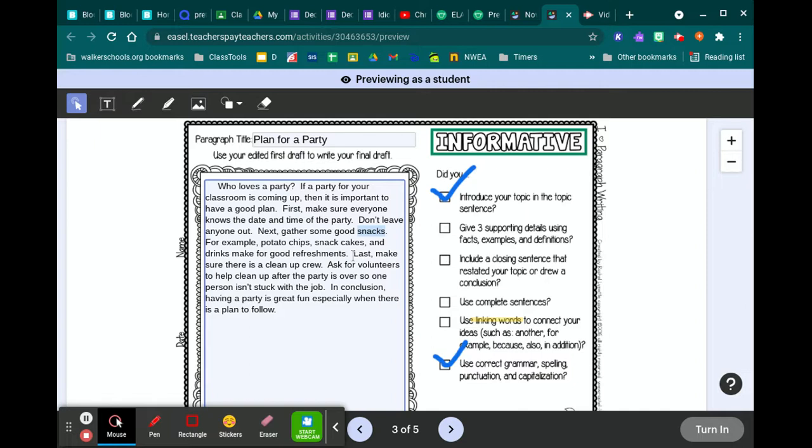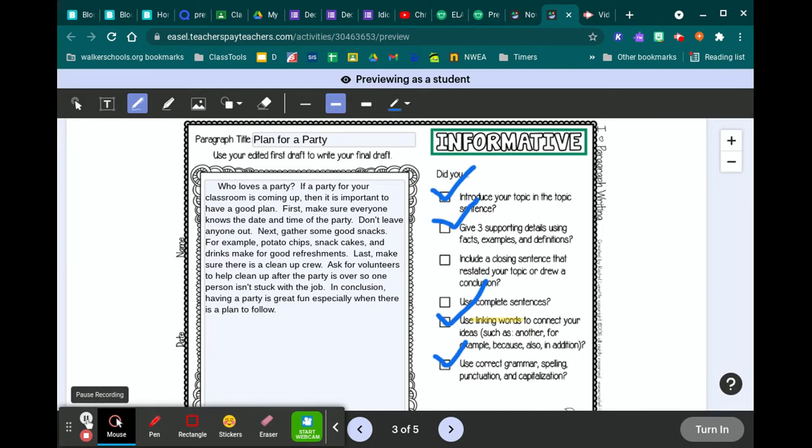My third supporting detail starts with the transition word last. Last, make sure there's a cleanup crew. Ask for volunteers to help clean up after the party is over so one person isn't stuck with the job. So I have three details present there, and I also have linking words that are started to connect my ideas. So I'm going to go ahead and put a check mark there as well.